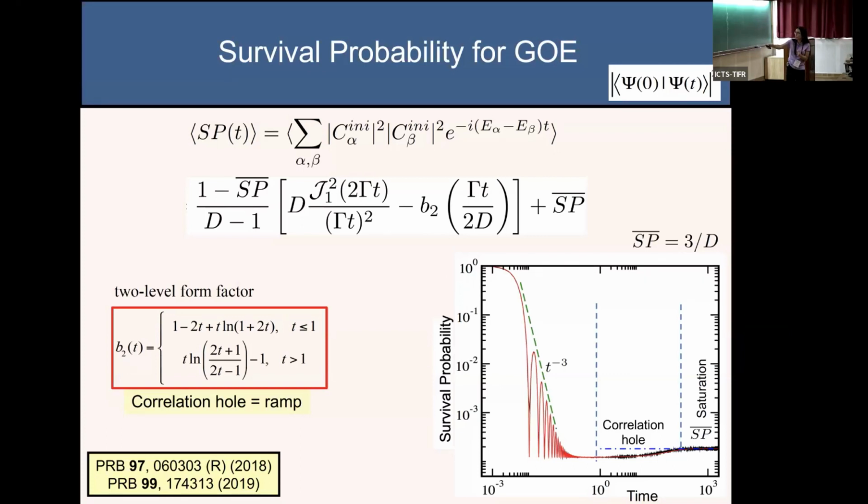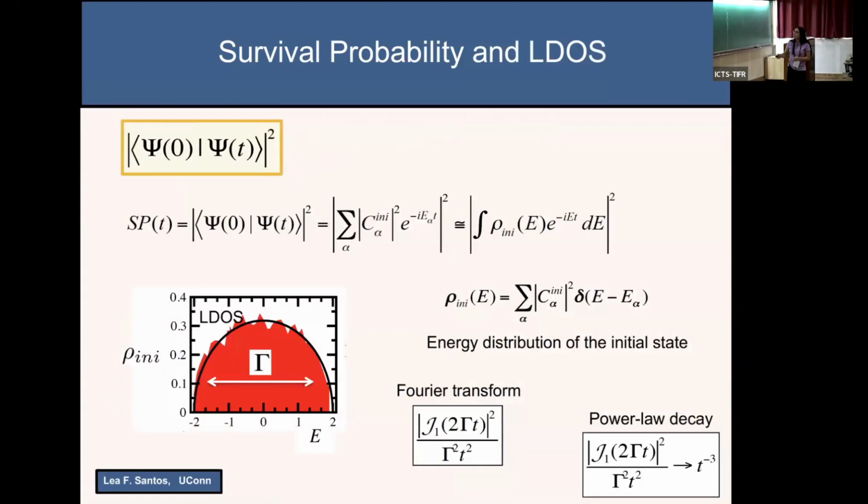Where does this come from? We could also write the survival probability like this. What am I doing? This is the sum, and these are the components of the initial state. I can write this sum as an integral. So what do we have here? The absolute square of the Fourier transform of this rho. This rho is the energy distribution of the initial state.